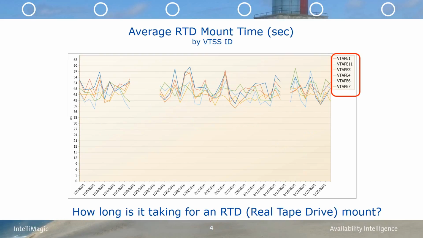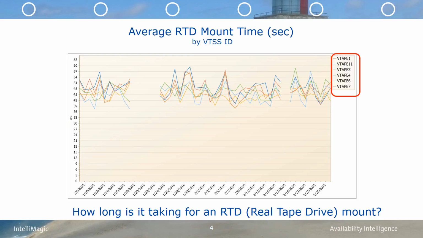Another trend that we can look at is how is my RTD mount time? Am I getting to the point where I'm seeing an increase over time with how long it's taking to mount my real tape drives, okay? And see if there's a trend there that I want to be able to address. Could be more tape drives, could be a number of different types of things that might address it if this was starting to increase there.